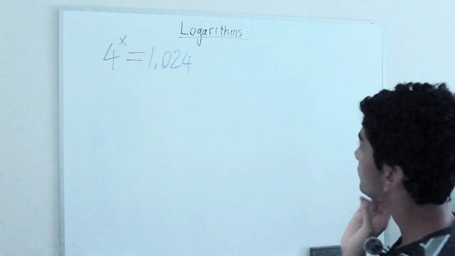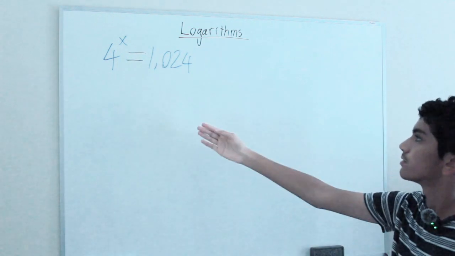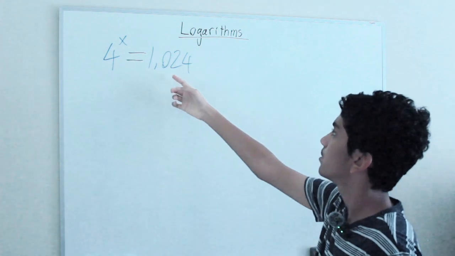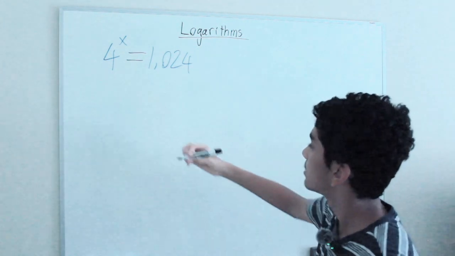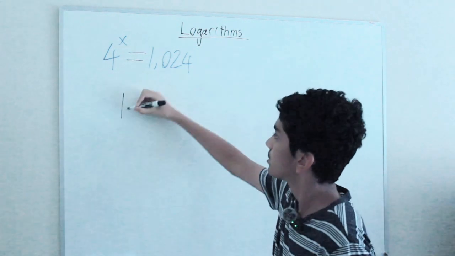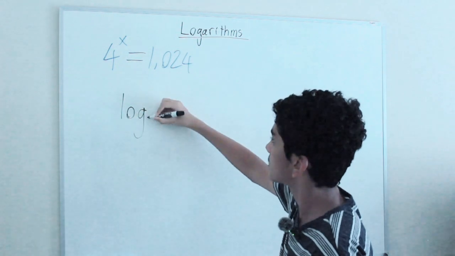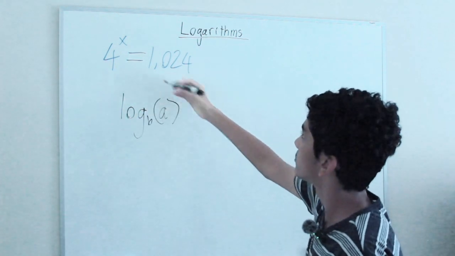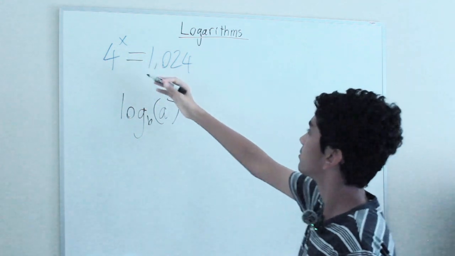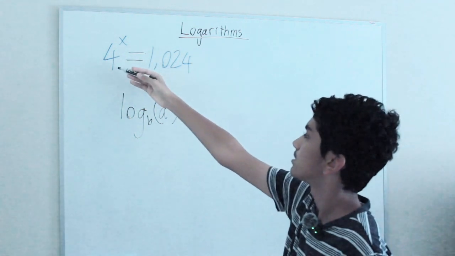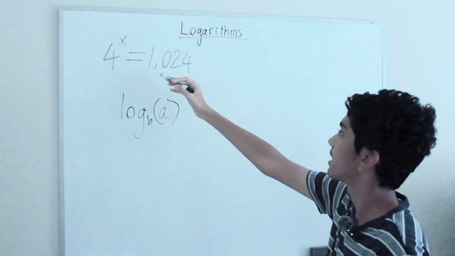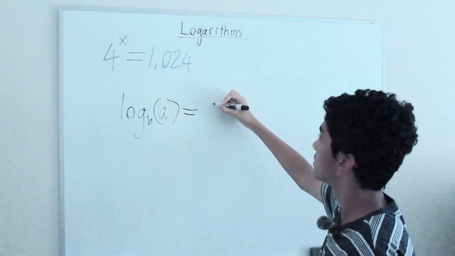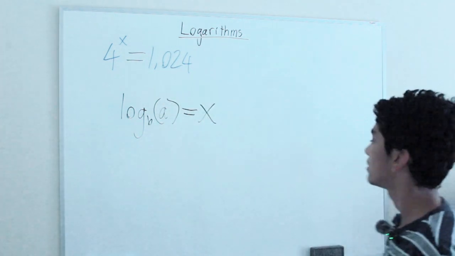So a logarithm will say, what power do you have to raise 4 to, to equal 1024? The notation is like this. Log base, the number you raise the base to, the exponent, is equal to x.